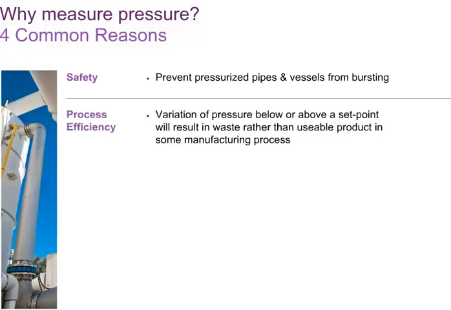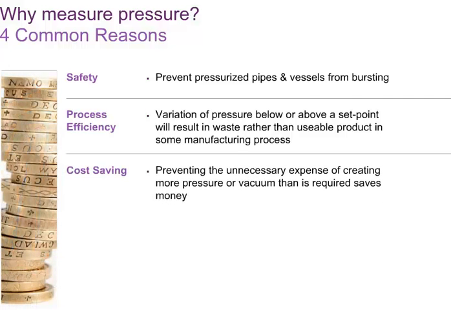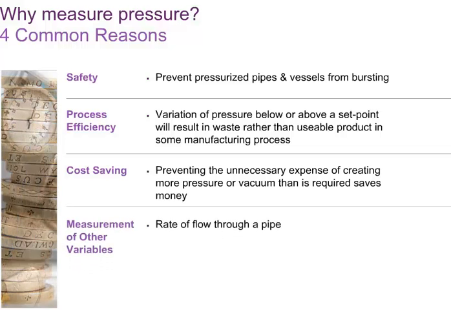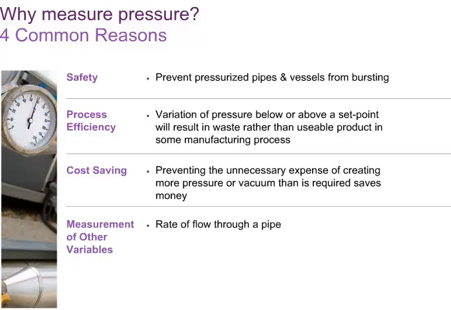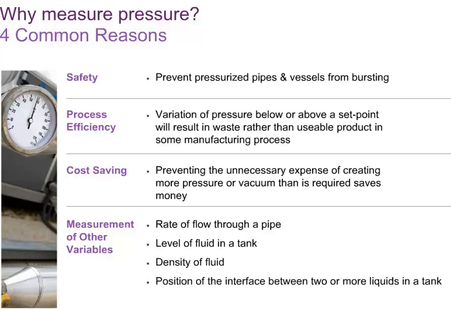The measured pressure is the input for the DCS that is used for control and documentation of the process. Cost saving. A pressure measurement with good accuracy helps reduce costs because it prevents unnecessary expense of creating higher pressure or lower vacuum than is required by the process. Measuring other variables such as flow, level, density, and liquid interface level.